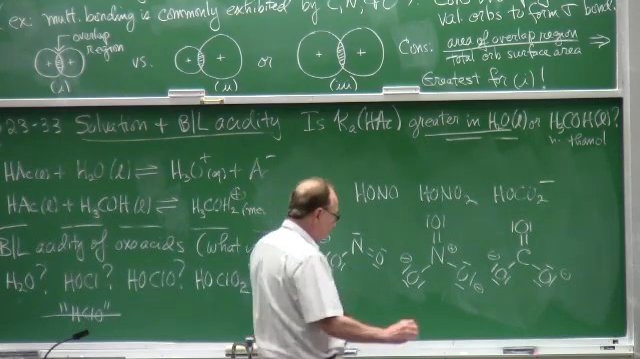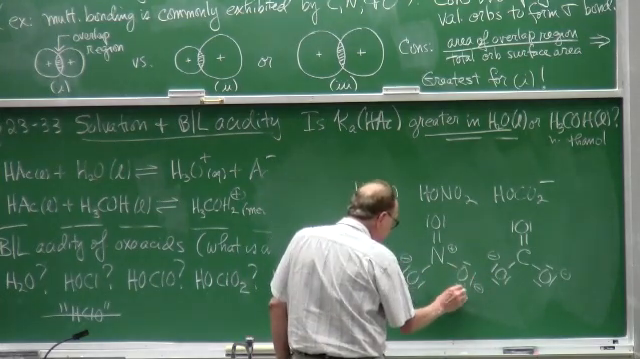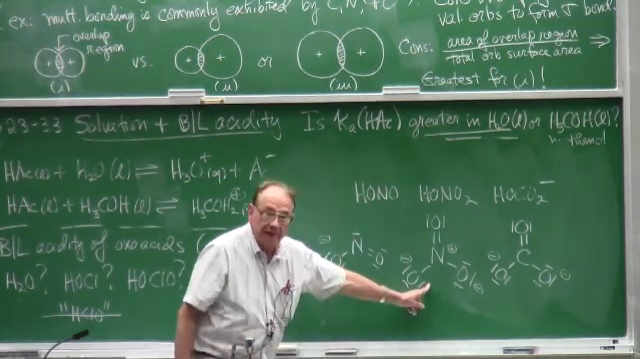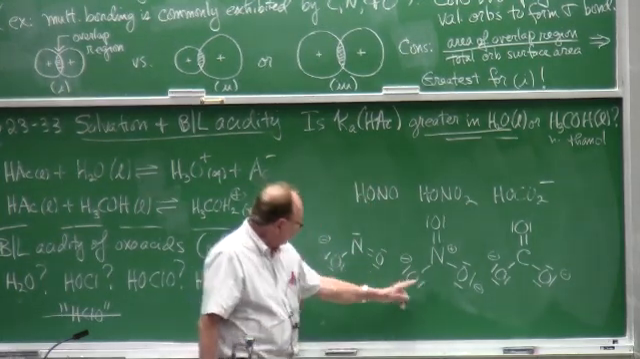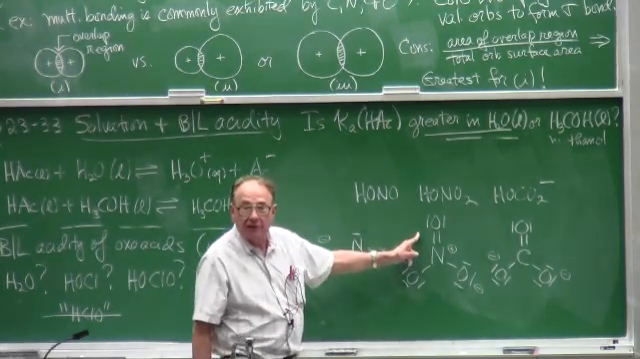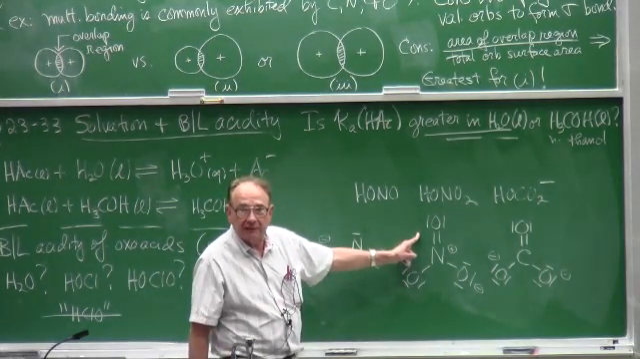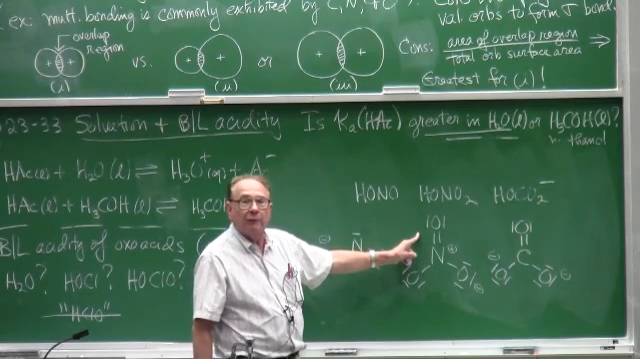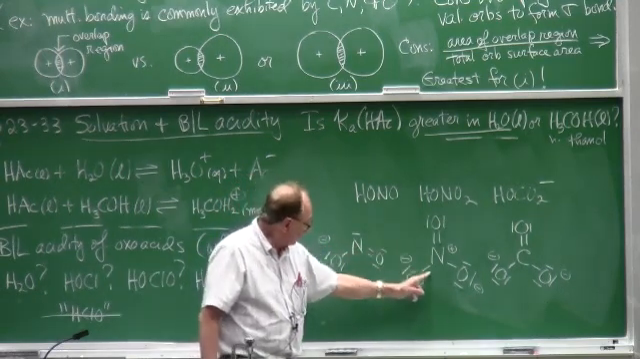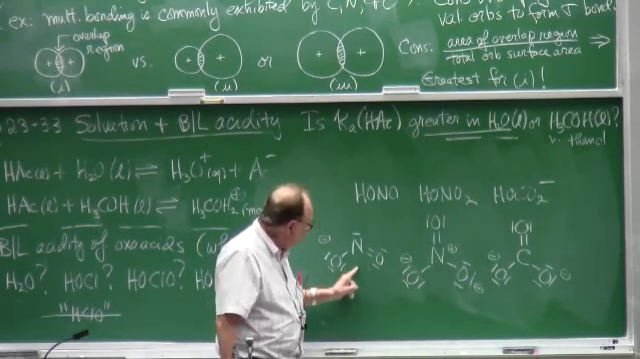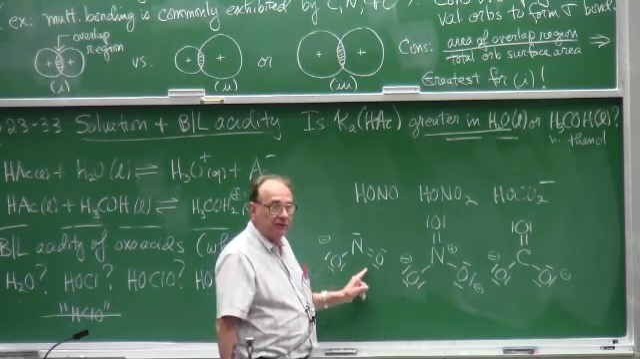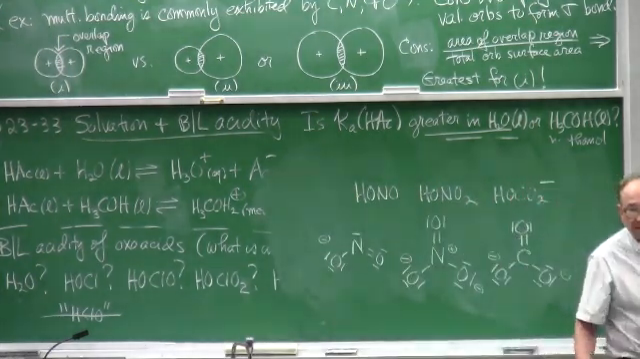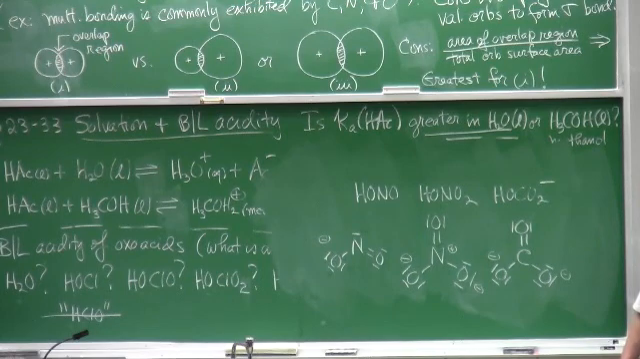Now, based on induction, we can argue that this is certainly a weaker, more stable base than this because you've got an additional oxo-oxygen to stabilize negative charge density by induction. That's correct. That fits the facts. But what about resonance stabilization? By resonance, which of these anions does a better job of stabilizing negative charge density? By resonance. Is it nitrate ion or nitrite ion?